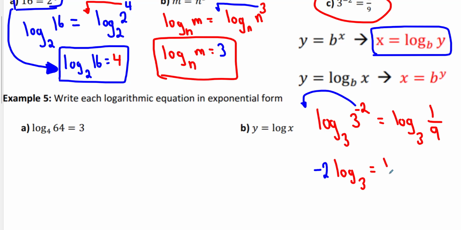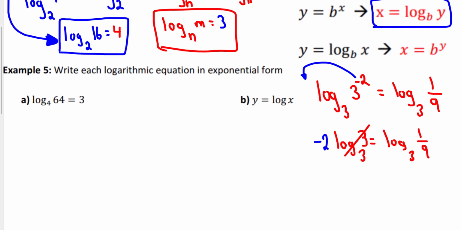Negative 2 is equal to log base 3 of 1 over 9. I just forgot it. All right, so there you go. So log base 3 of 3. Now, this part right here, remember, log base 3 of 3 just cancels out. So the answer is now just negative 2 is equal to log base 3 of 1 over 9. That's the answer.